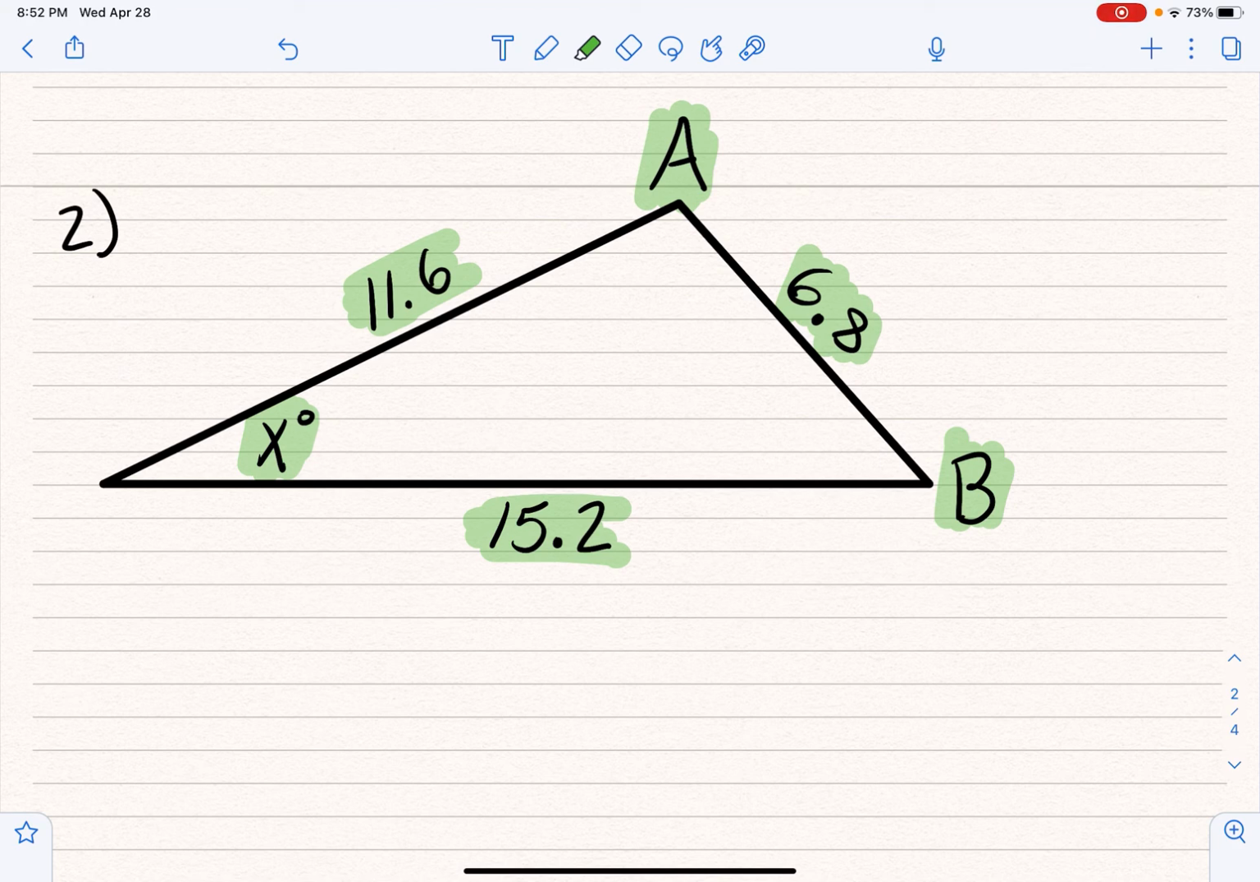Okay, so again, you can use the law of cosines to figure out what x is, and then it's usually easiest to use the law of sines to figure out A and B. So we'll pause the video here, pick up in about 3, 4, maybe 5 minutes, and I'll work through it.